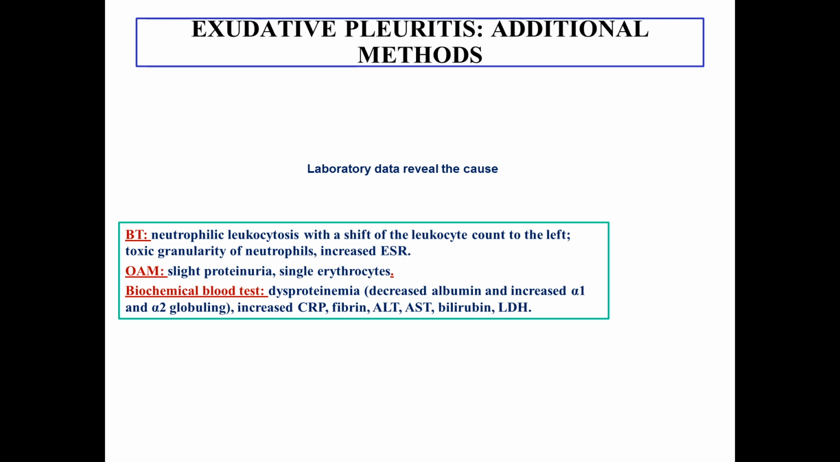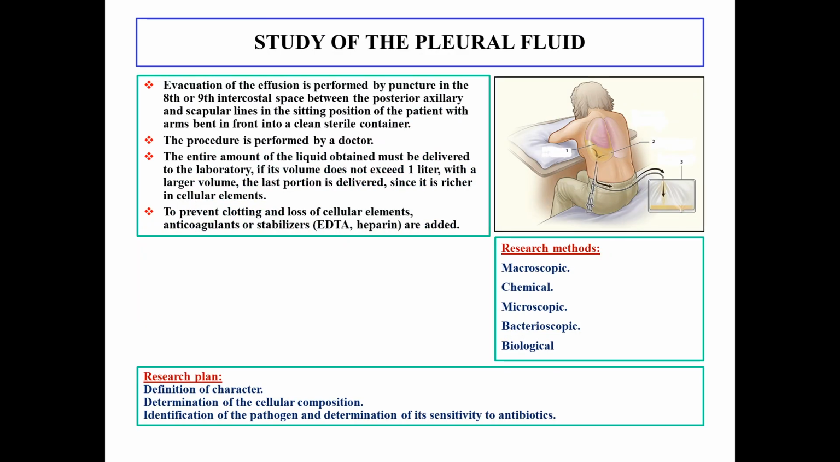Laboratory data reveal the cause mostly. We can provide blood tests where we can find, in case of pneumonias, neutrophilic leukocytosis, a shift of the leukocyte formula to the left side, and also increased ESR. Also we can check the urine analysis and biochemical blood test. All these determine the cause of the disorders.